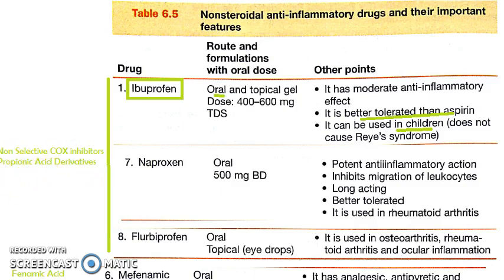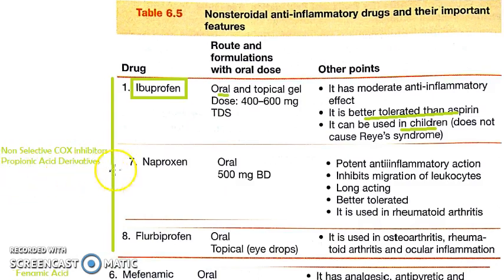Let us look at this one, propionic acid derivatives. Here you have ibuprofen, naproxen, flurbiprofen. What you have to focus on here is all of them have pro in the name, like propionic acid, right? Ibuprofen, naproxen, flurbiprofen. Okay, most of these are oral.